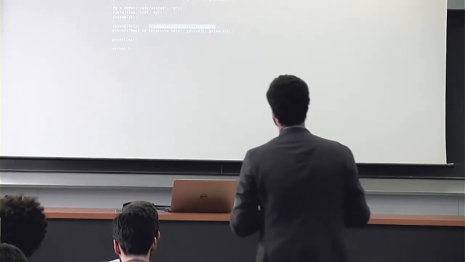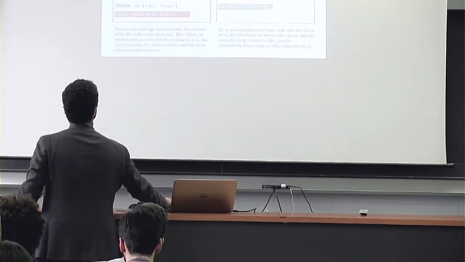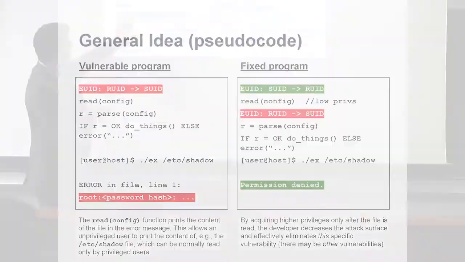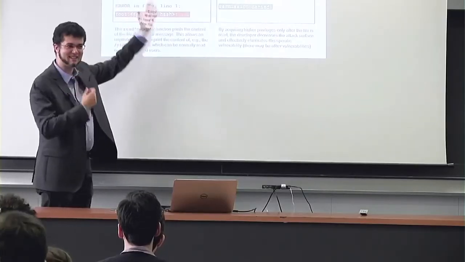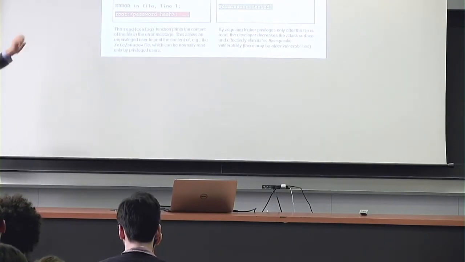Let's see the reason why. So this is totally pseudocode. This is not C anymore. So take away all the clutter. Just focus on the idea. So we have this program that is vulnerable, as it says on the top of the slide. We have this program, and this program does this.